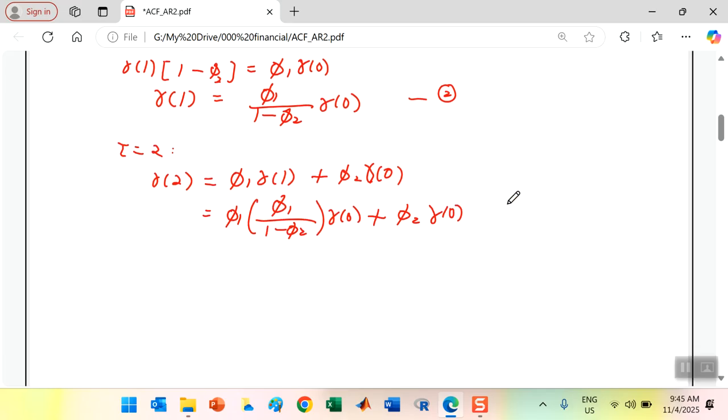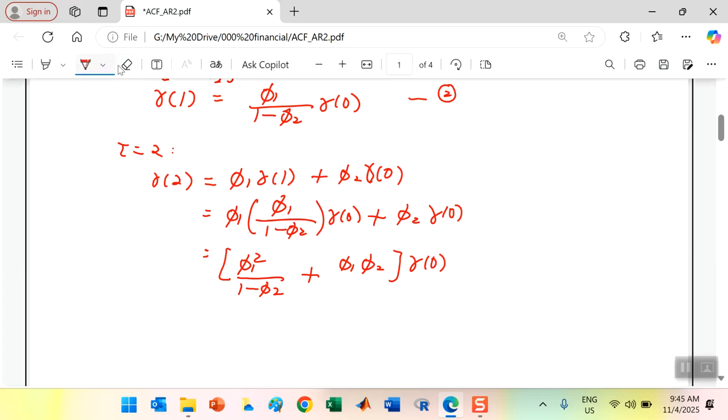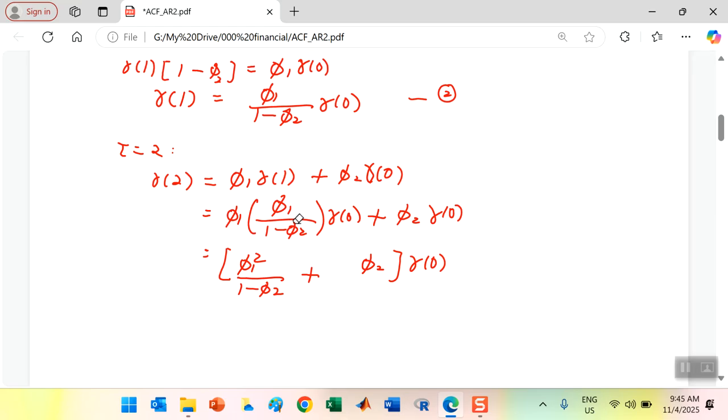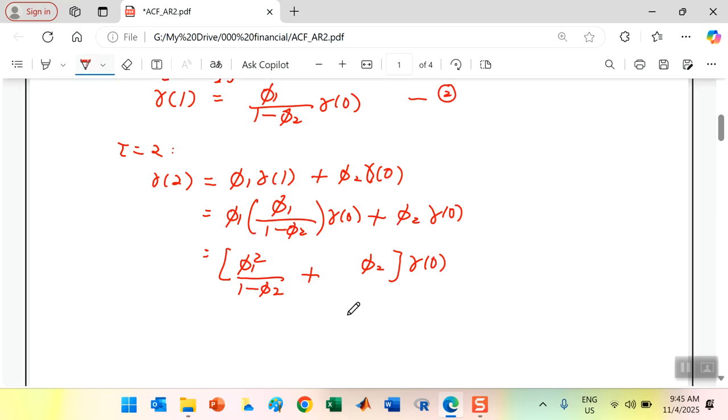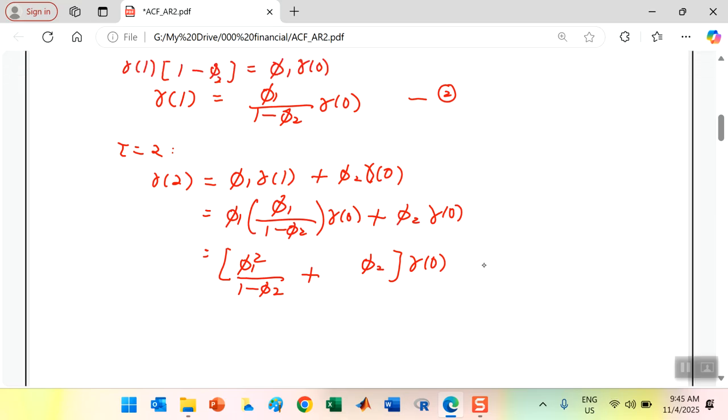So you can take out the common item gamma 0. So you're going to have phi 1 square over plus phi 1 phi 2. Oh, sorry, there's no gamma. So this one is for this one is for this. So this will be the lag 2. So this will be the third one. So this will be the lag 2 gamma, isn't it?